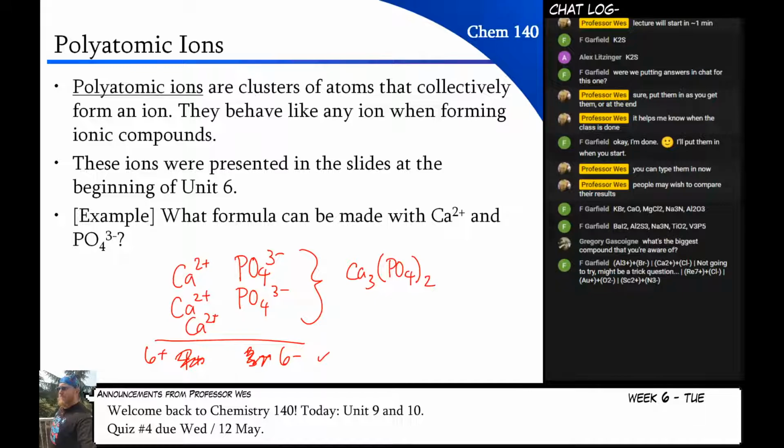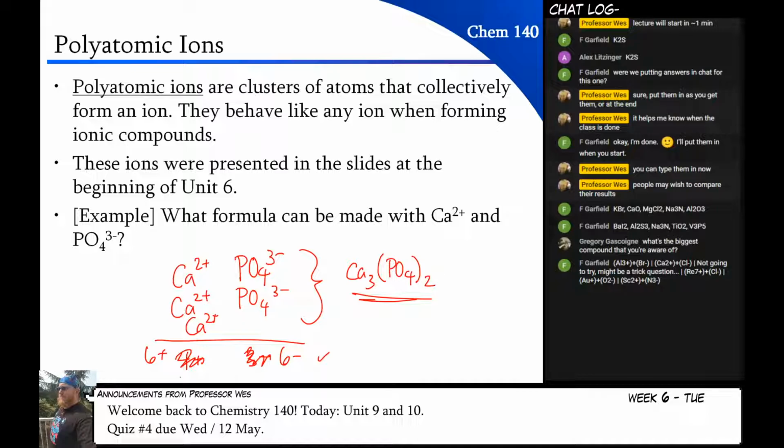And the reason that I have to do it that way is because I need the parentheses to indicate I have 2 phosphates, and not say 2 phosphorus and 8 oxygen, because I want to keep them as phosphate. There we go. So that's the formula that we'd get for that.